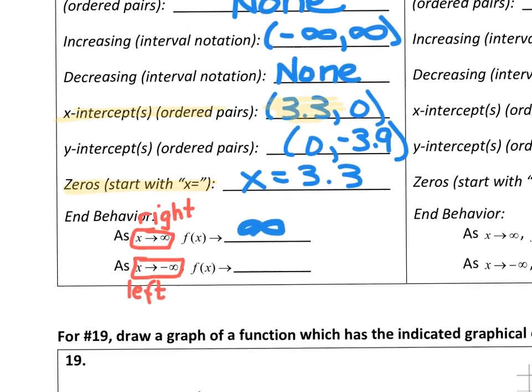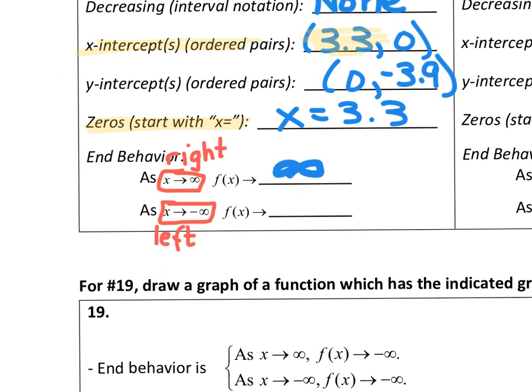On the left, it's not going down forever, it's just getting closer to that -4 forever. And so when there's a horizontal asymptote, one or both ends of the end behavior are going to be equal to the horizontal asymptote. So in this case, on the left, the graph goes to -4.